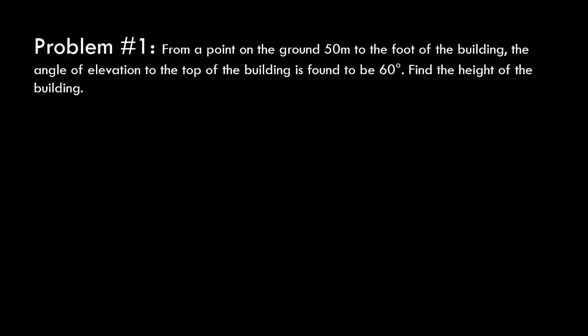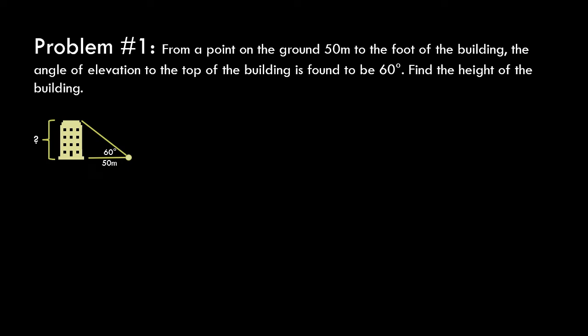Around 50 meters to the foot of the building, the angle of elevation to the top of the building is found to be 60 degrees. Find the height of the building. So in this problem, we have a building, and 50 meters away from the foot of the building, the angle of elevation to the top of the building is found to be 60 degrees. So what we are going to find is the height of the building.